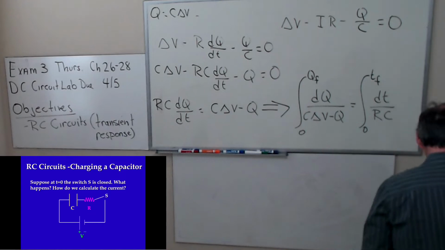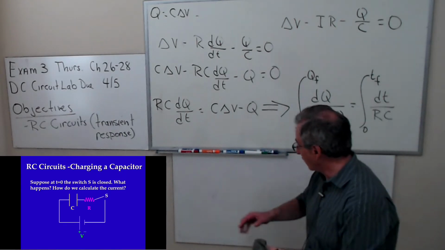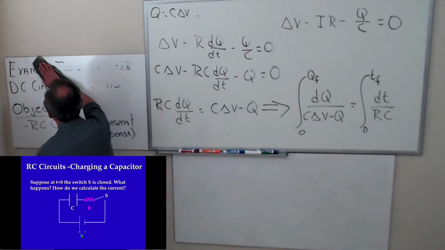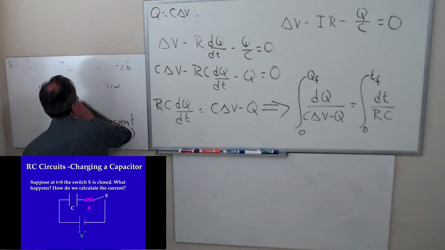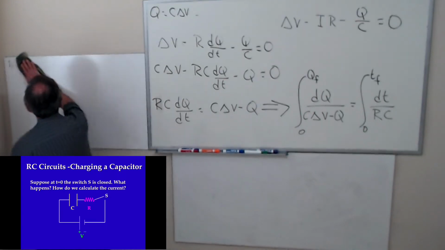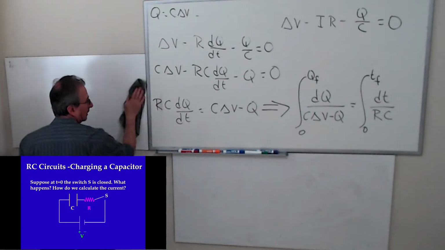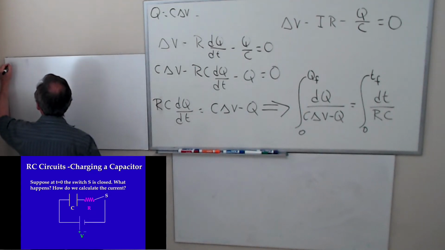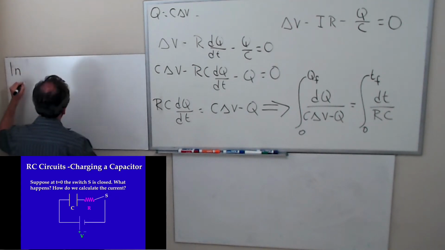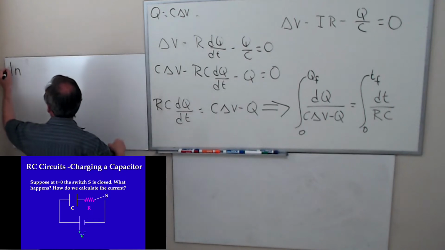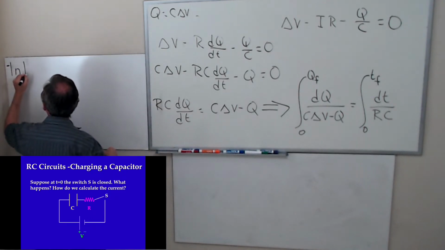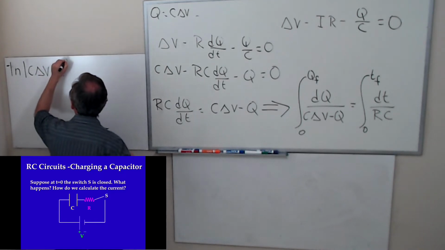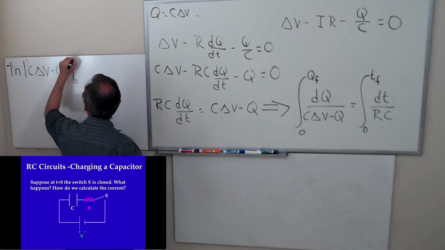And then I don't like working on this board as much. I want to work on this board. When I integrate that, what do I get? I get natural log. I get a minus sign that comes out of it. Natural log of C delta V minus q from 0 to q final.